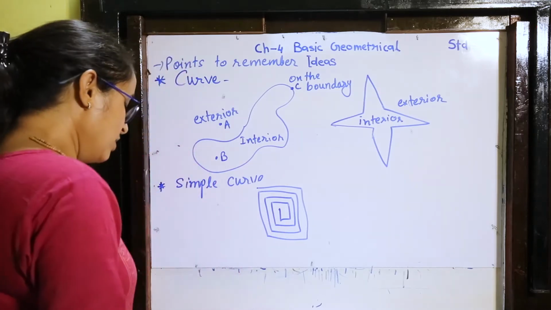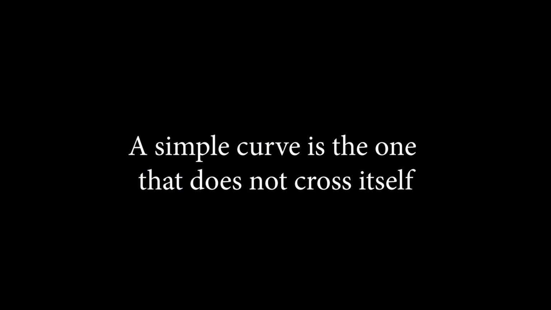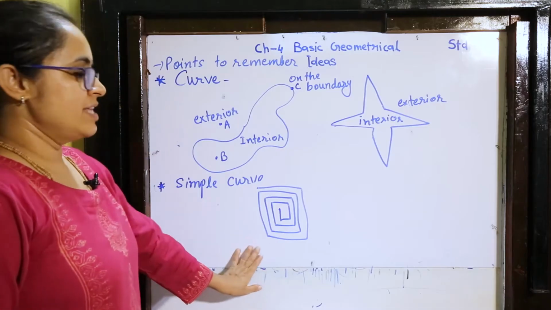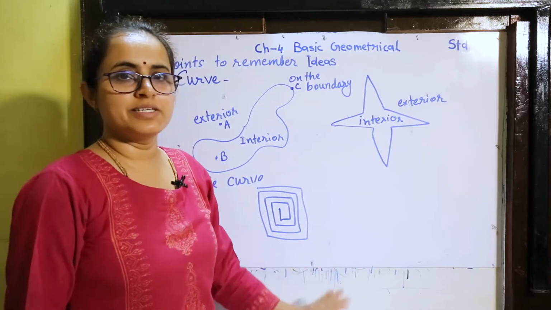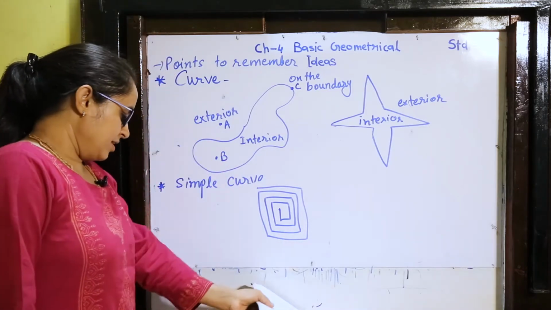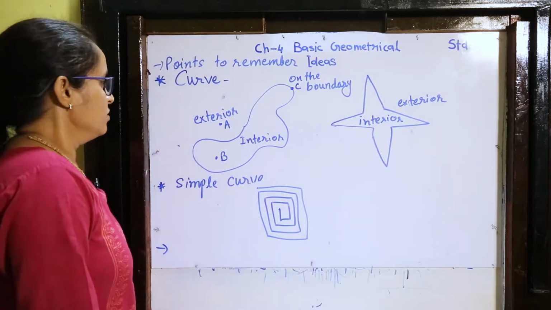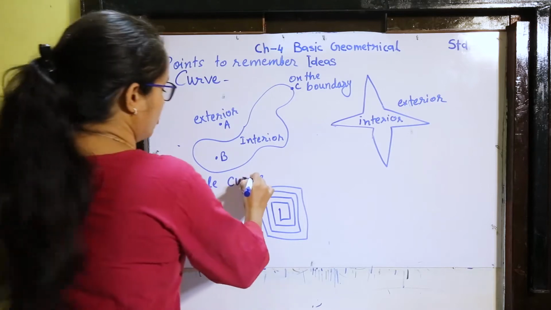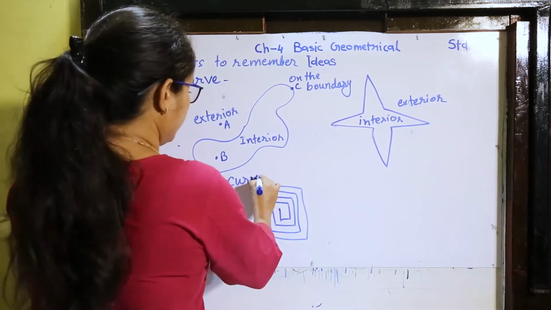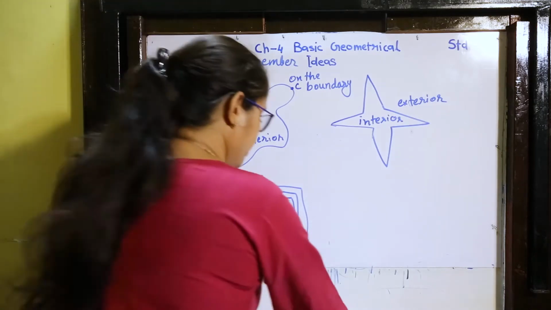Okay. Now you write down in this simple curve. A simple curve is one that does not cross itself. A simple curve is that which does not cross itself. You have to write it down in your notebook. Okay. Now we'll move on to non-simple curve. Okay, that is simple curve. Now non-simple curve. I hope you have finished this part. I am rubbing this part for you.